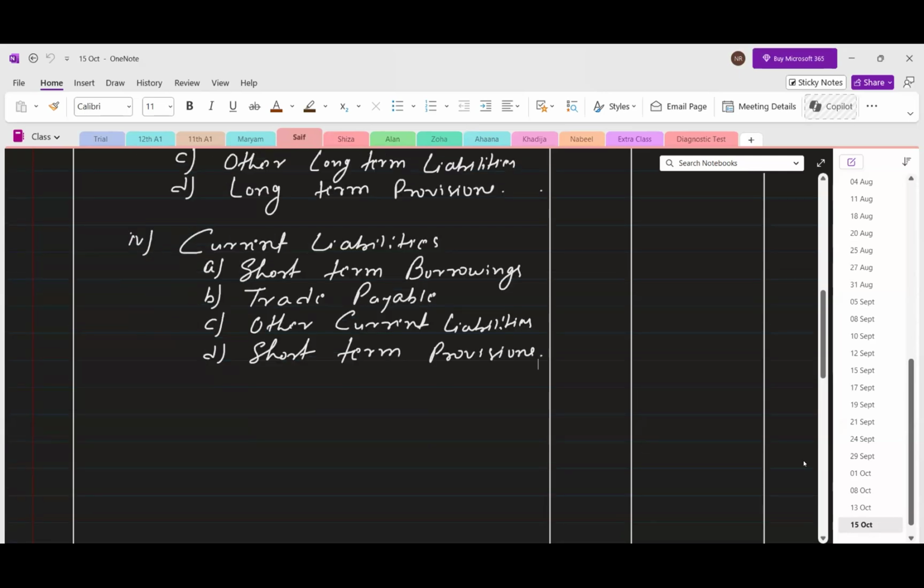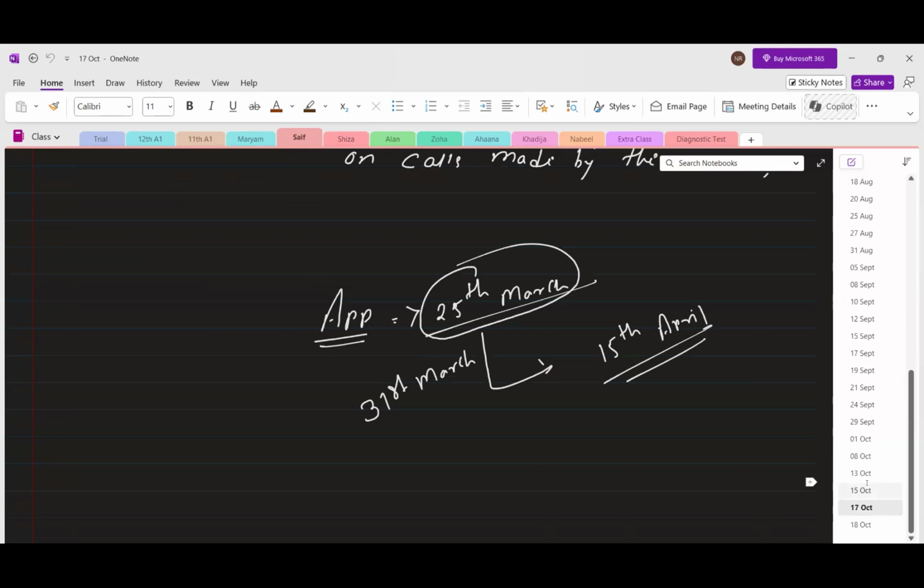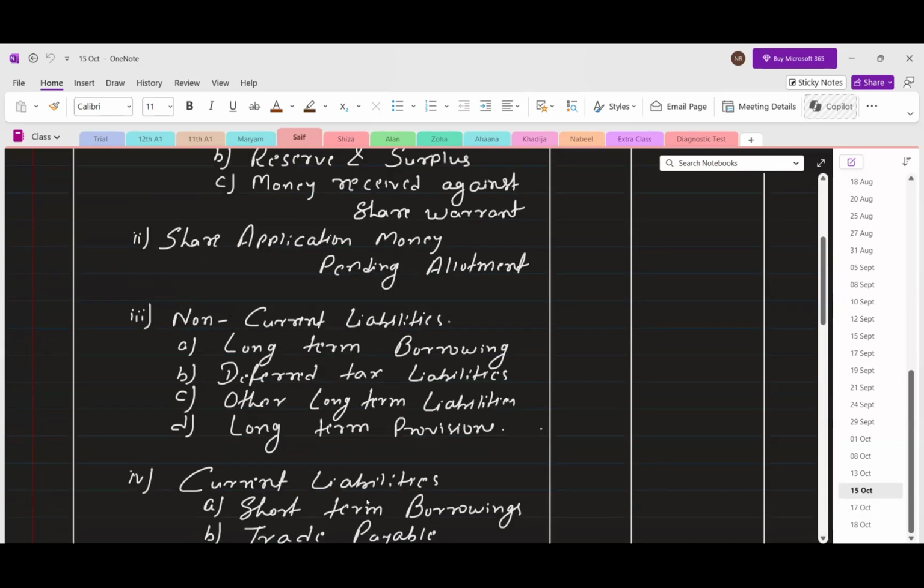Okay, so in the previous class, we discussed the format of financial statement. I have explained some part of it, not all of it. I have explained up to long-term borrowing, I think.